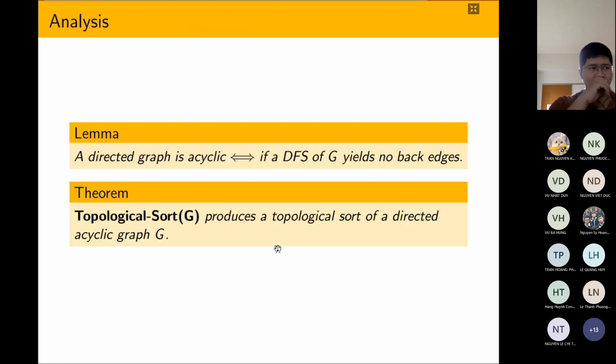And now people have one algorithm to help us check it. Of course, this is the algorithm we have, but now let's work together to see what it means. People say that a directed graph, meaning a graph with direction, is acyclic if and only if in the DFS of the graph there is no back edge. So what does this mean?